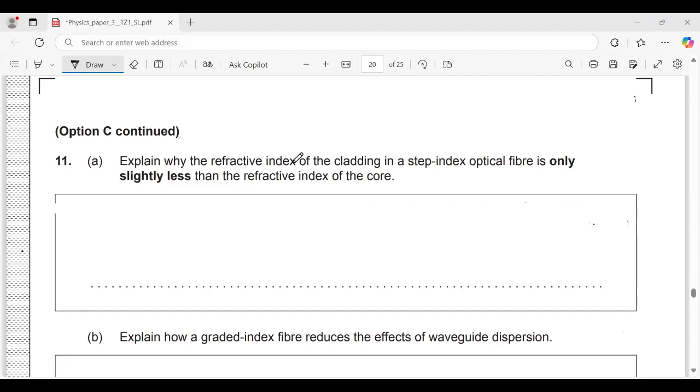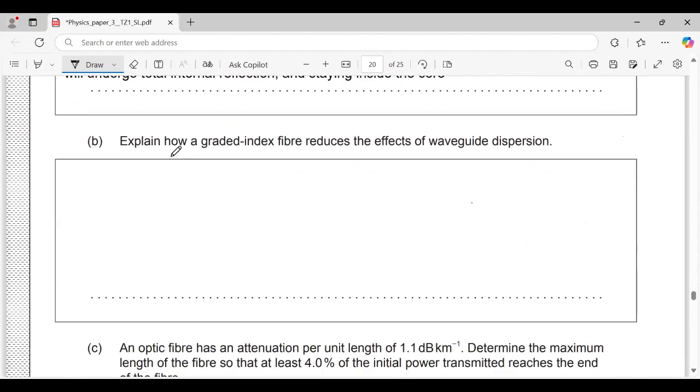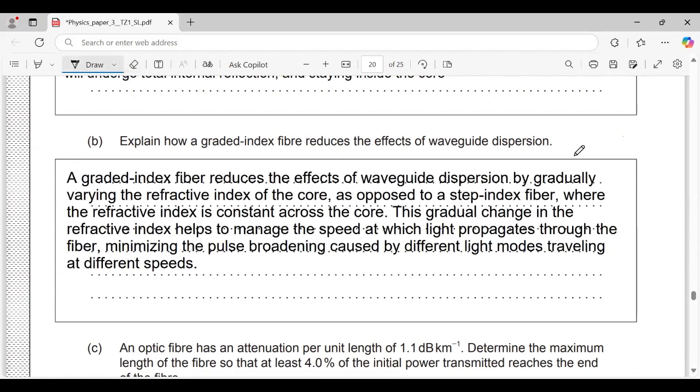Explain why the refractive index of the cladding in a step index optical fiber is only slightly less than the refractive index of the core. For these questions, I have provided my opinion, my brief explanation. This is my explanation. You may copy it or add your own opinion. I will not read it. I think it's clear. And as well, the next question: explain how a graded index fiber reduces the effects of waveguide dispersion. I have provided my opinion as well, and I will not read it.